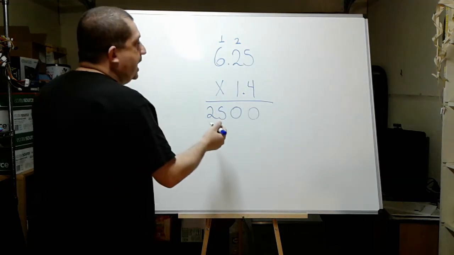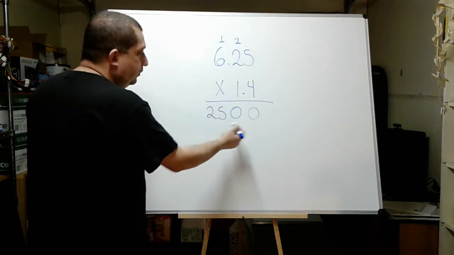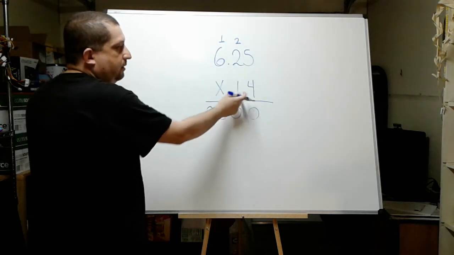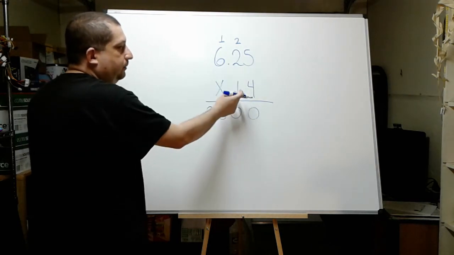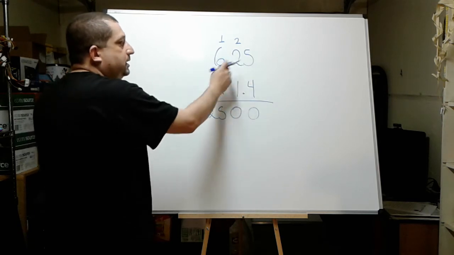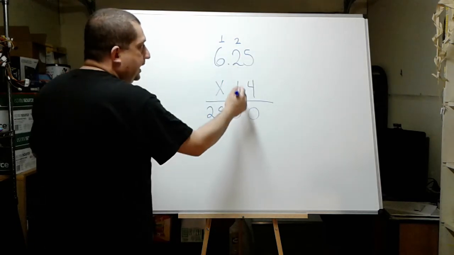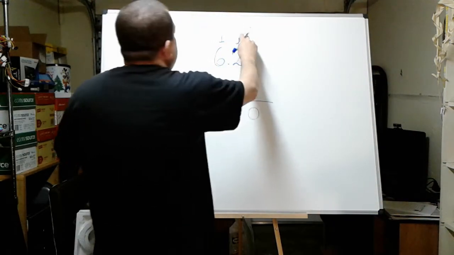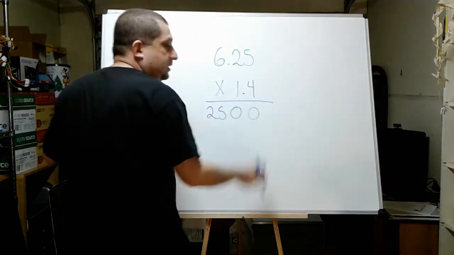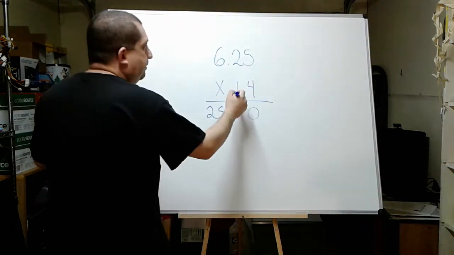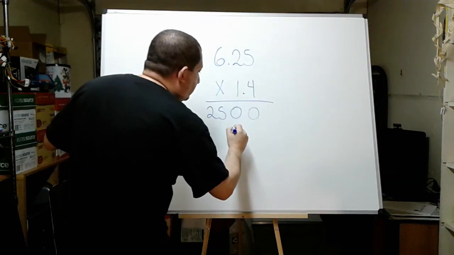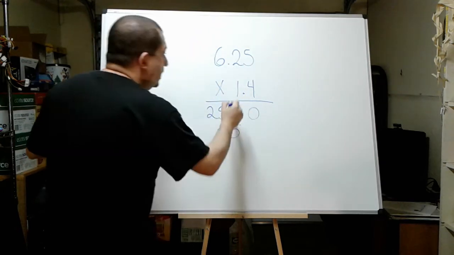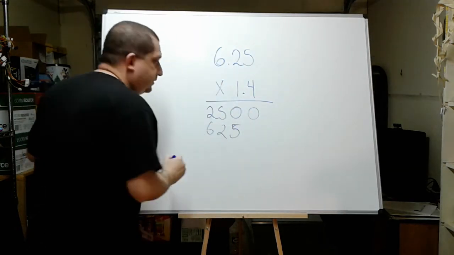Very nice. Now, I'm going to move or shift one number to the left, because now I'm going to multiply by the 1 right here. I'm going to multiply the 1 by 6.25. And if I don't need these numbers right here, I can delete them to make my life easier. 1 times 5 is equal to 5, right there. 1 times 2 is equal to 2. 1 times 6 is equal to 6.